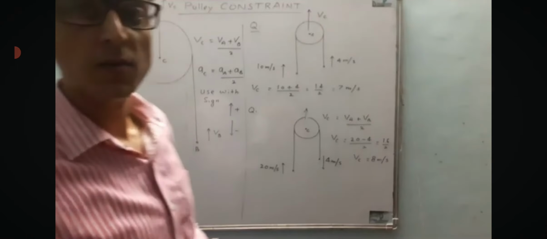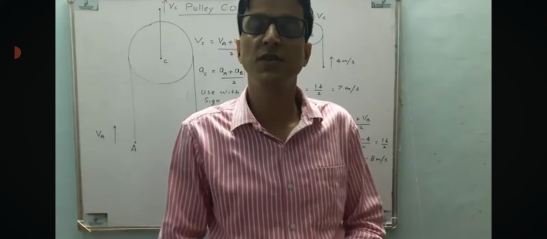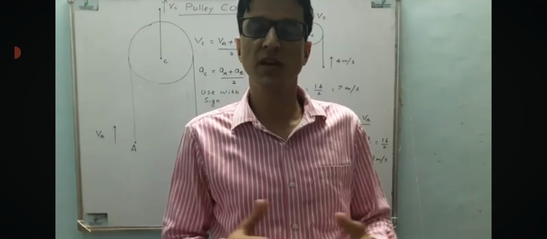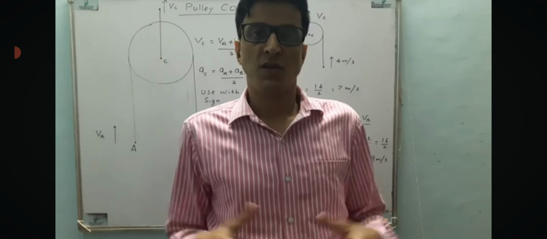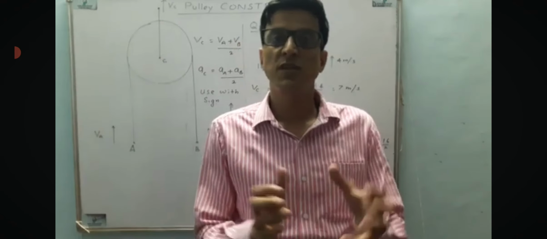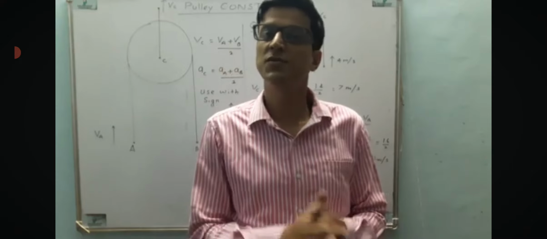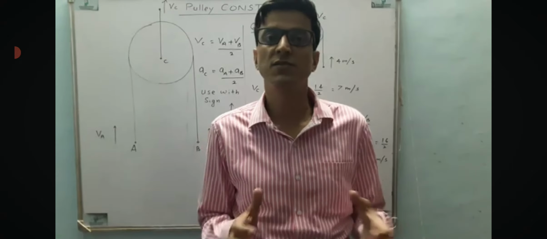Good morning everybody, myself Vishvendra, and in today's class we shall discuss pulley constrained motion. आपने देखा होगा कि एक पुली में एक स्ट्रिंग होती है जो पुली के ऊपर चिपकी होती है, तो स्ट्रिंग की लेंथ कांस्टेंट रहती है, the length of the string remains constant.